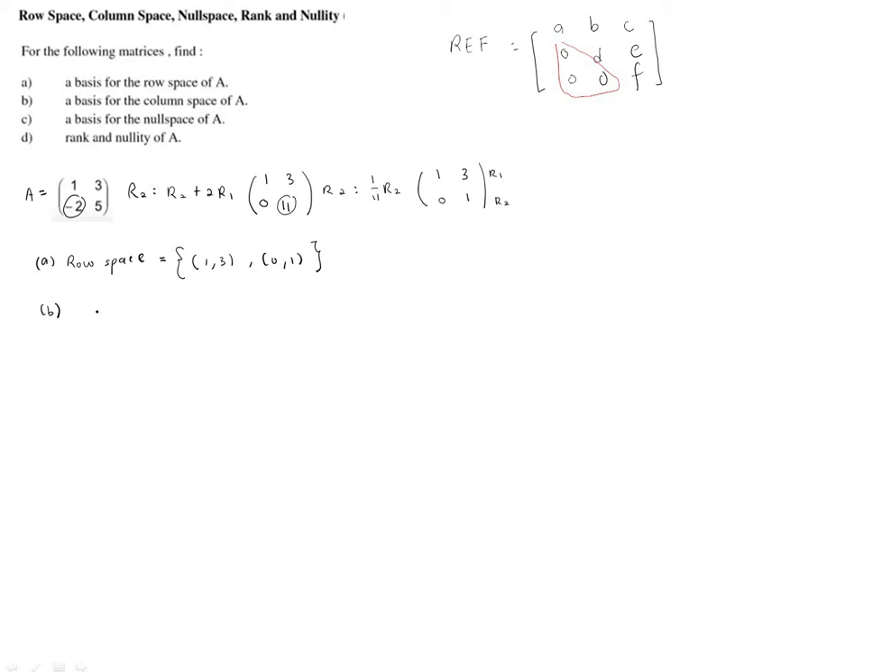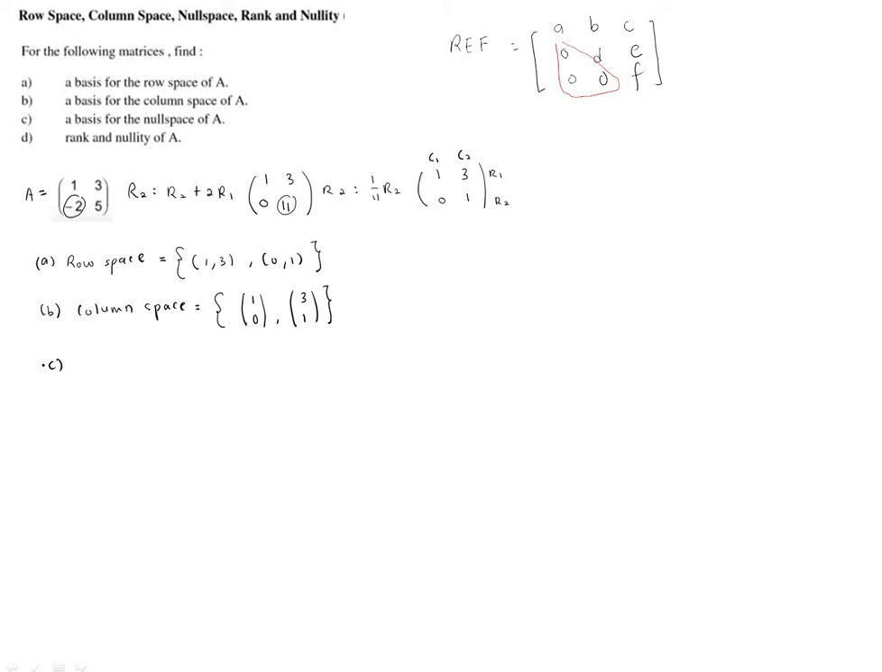B. B for column space. Okay, just like row space where we look at each row, now we look at each column. So this is column 1 and this is column 2. Column 1 ada 1, column 2 pun ada 1. Okay, so both are column space. Okay, untuk column kita tulis dalam bentuk column lah. 1, 0 first column and 3, 1 for the second column.